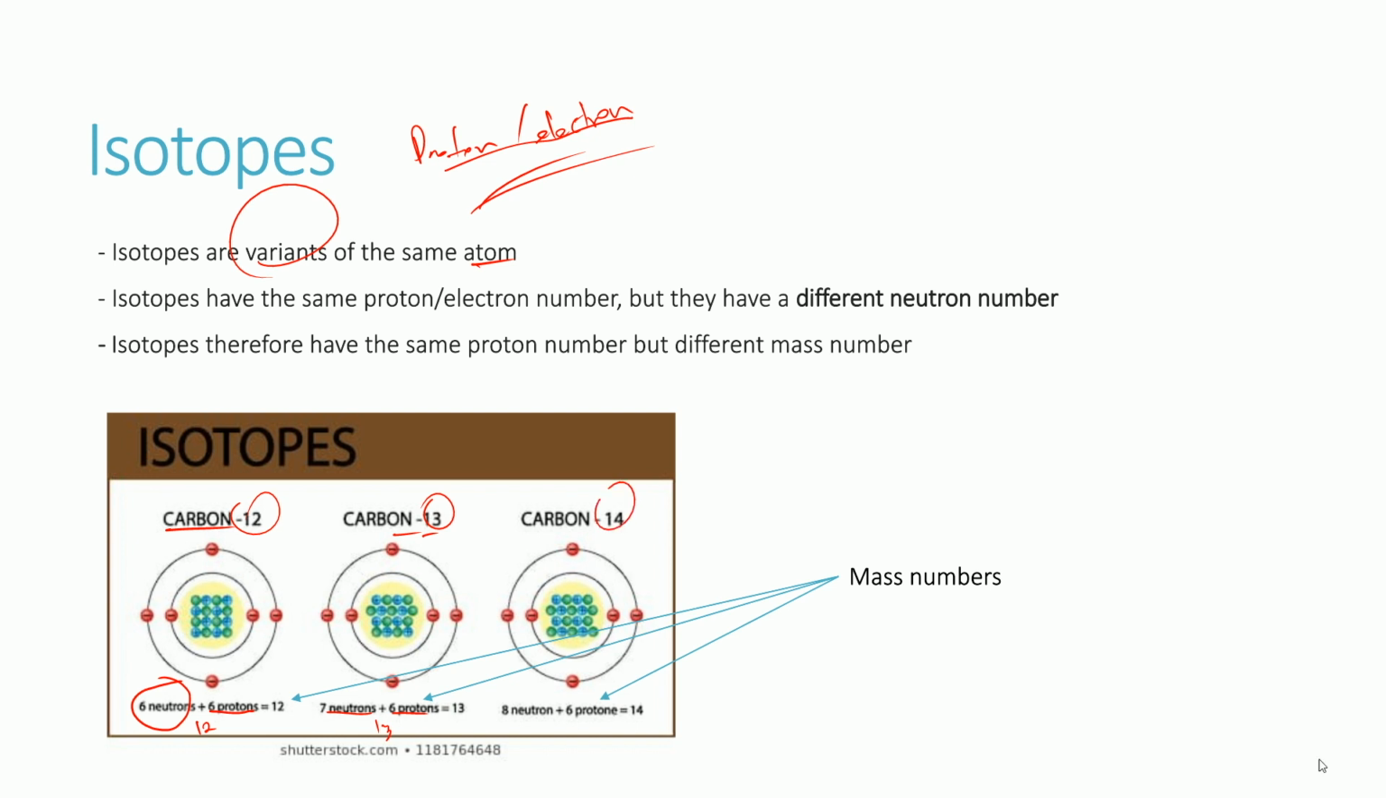And you can look at carbon 14, which is a similar situation, where this time you've got 8 neutrons, so the total mass is 14 instead of 12. So you've got these 3 different variants, and when you've got a different neutron number but the same proton and electron number, as you see with carbon 12, 13 and 14, that's what we call isotopes.